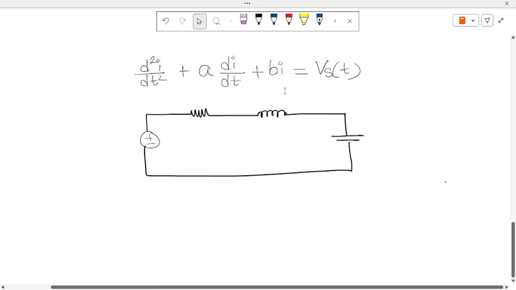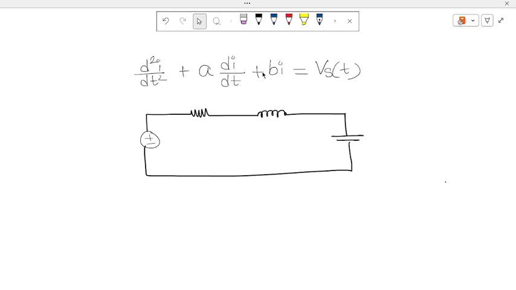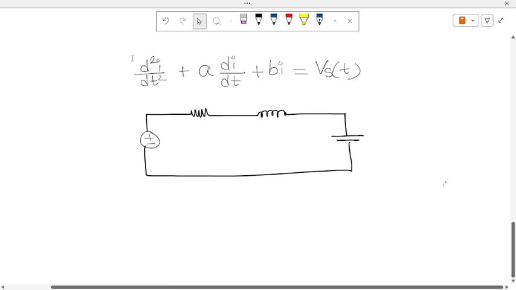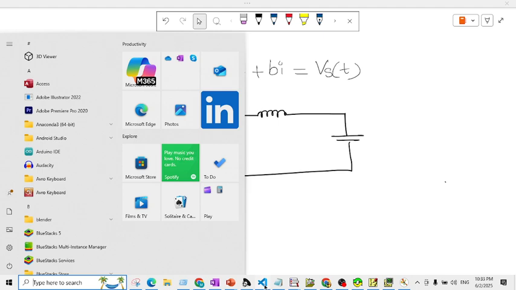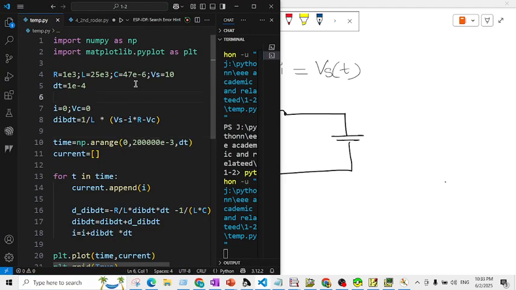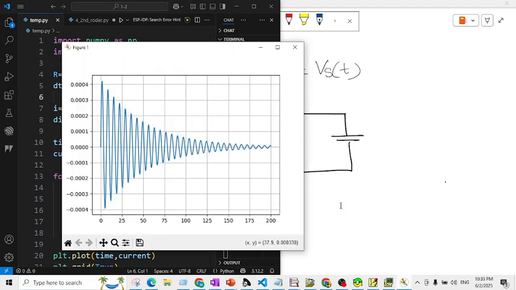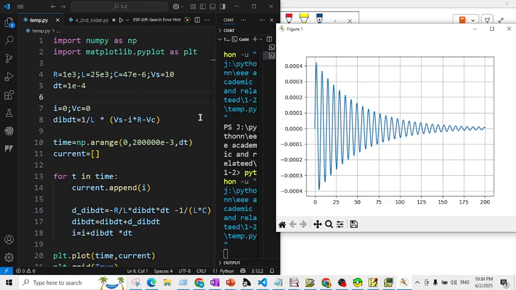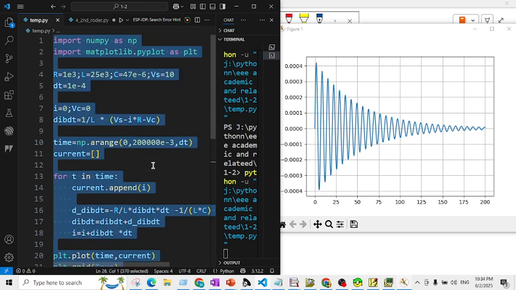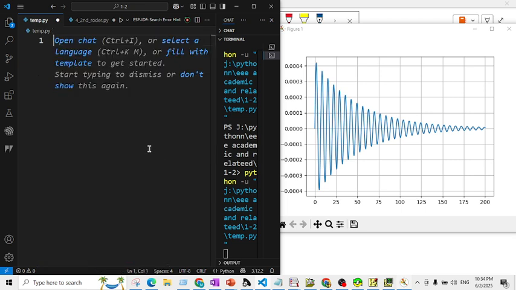So what I will do in this video, first I will form this differential equation and then I will solve it. So if you don't know any mathematical formulas to find the equation of I, that's no problem, because in this video I will use a Python code and then I will make a graph. So let me erase all the things because I will do it from the beginning.